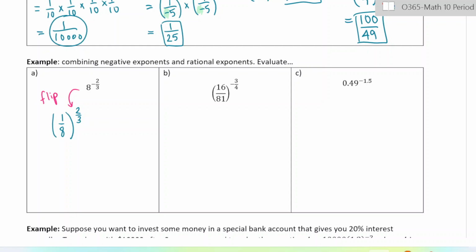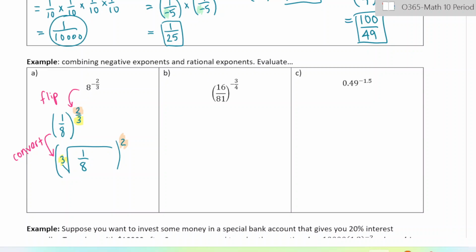Okay, now we are going to convert to a radical. So remember, the bottom goes to the root and the power goes up top. So we'll have the cube root of 1/8, all to the power of 2.